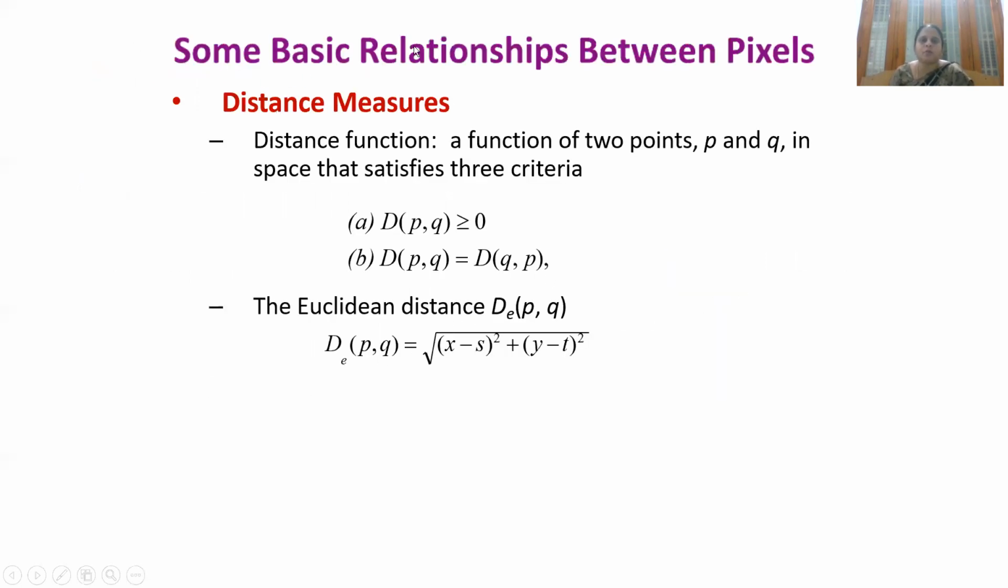Next we are going to do some operations with the pixels, that is distance measure. Distance is a function of 2 points P and Q. P is one point, Q is another point, with XY coordinates. The distance should always be greater than 0. The distance between 2 pixels is a positive value and it is symmetric: the distance between P and Q should be equal to the distance between Q and P. The Euclidean distance can be represented by this formula. As usual, we know our distance formula. We'll see this one by one.